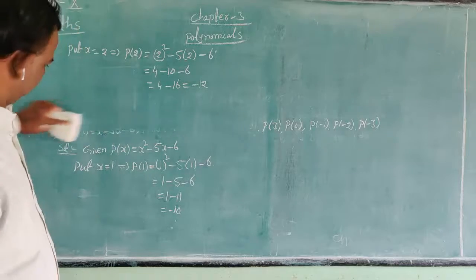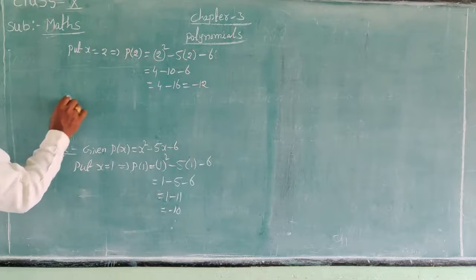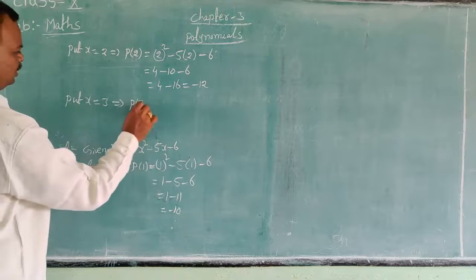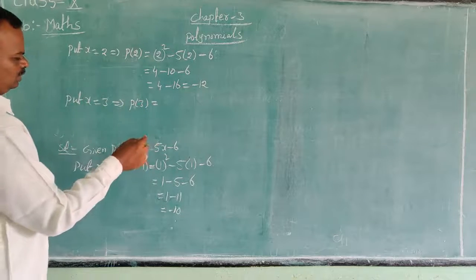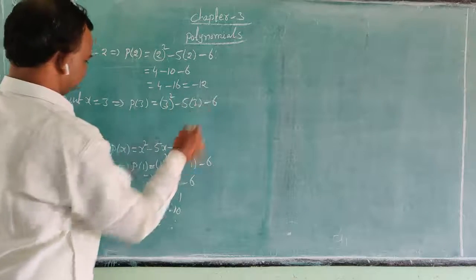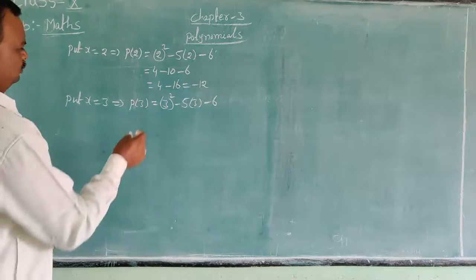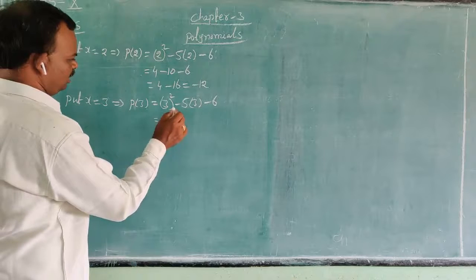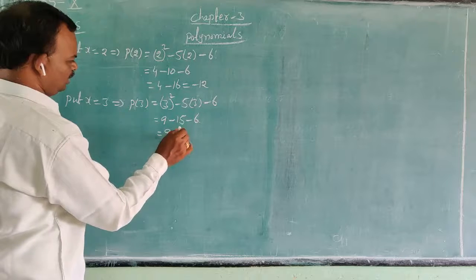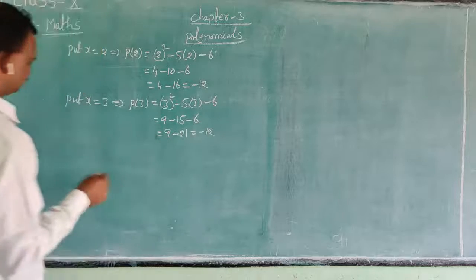Of 3. That means put x is equal to 3. That implies p of 3 is equal to, substituting the values in x, 3 square minus 5 into 3 minus 6. 3 3s are 9 minus 5 3s are 15 minus 6. That is equal to 9 minus 21. That is equal to minus 12.